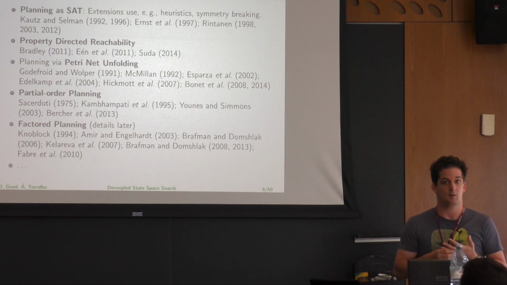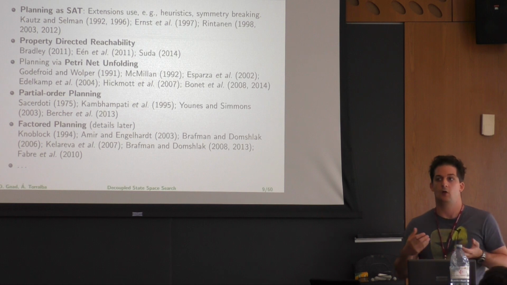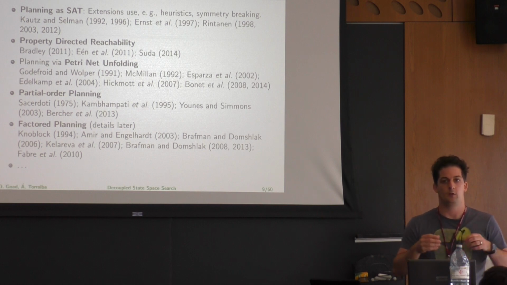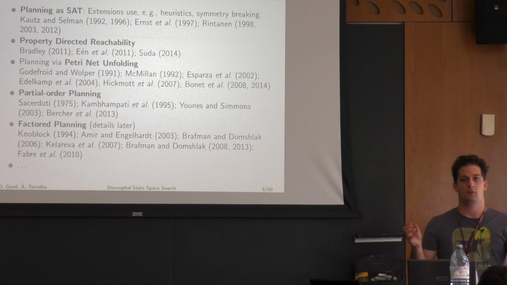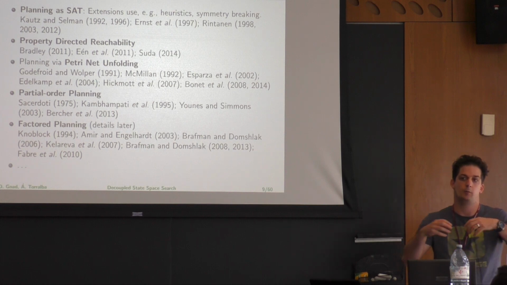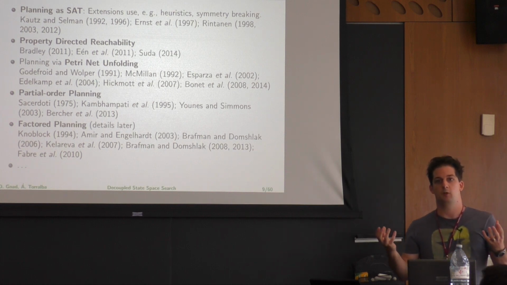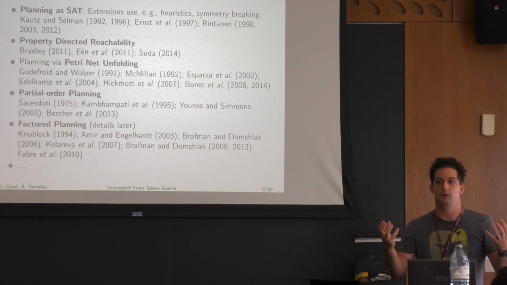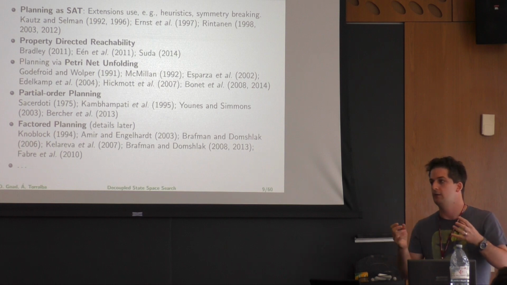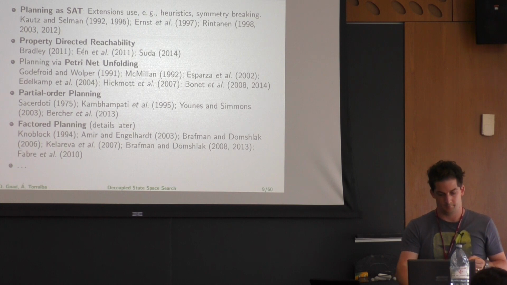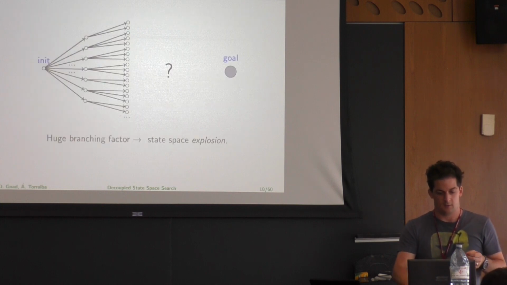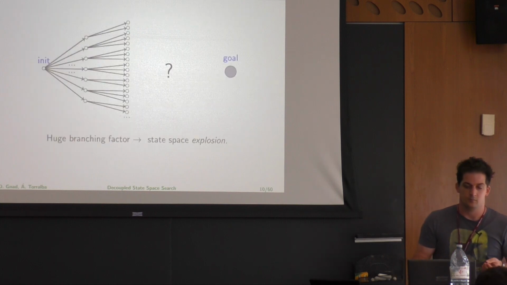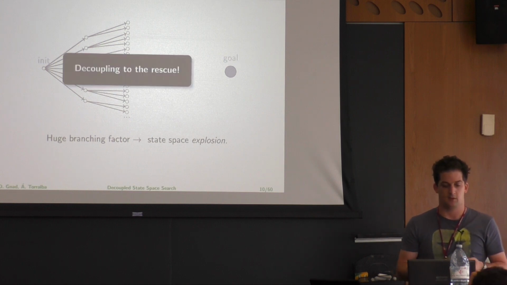Another interesting relation is between decoupled search and factored planning. In fact, decoupled search is a form of factored planning where you decompose your planning problem. So you decompose it into several subproblems, where each subproblem only considers a subset of the variables. You solve the subproblems individually, and try to combine them somehow again to get an overall solution. Again, details later. So if we are faced with a planning problem, we have the classical state space explosion issue.